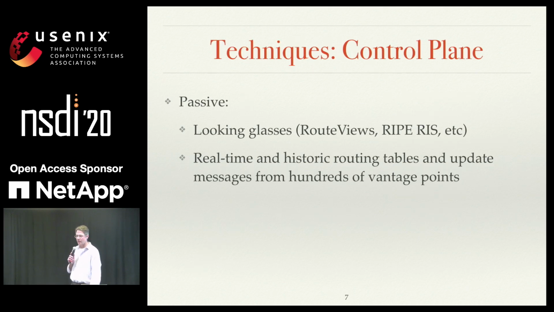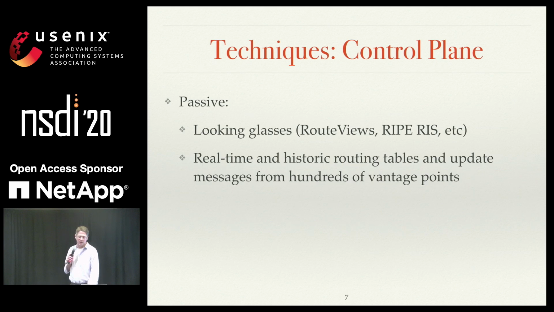So in the control plane, we have passive techniques. One of the things that's given the community lots and lots of insight and power has been this notion of looking glasses, right? So looking glasses are just points in the network where we can view things like the routing tables, right? But not only can we view them in real time and see what's happening, we can also get historic snapshots of the routing tables and even the individual update messages. And we can get this from hundreds of different vantage points, because where you measure from, of course, will change what you see.